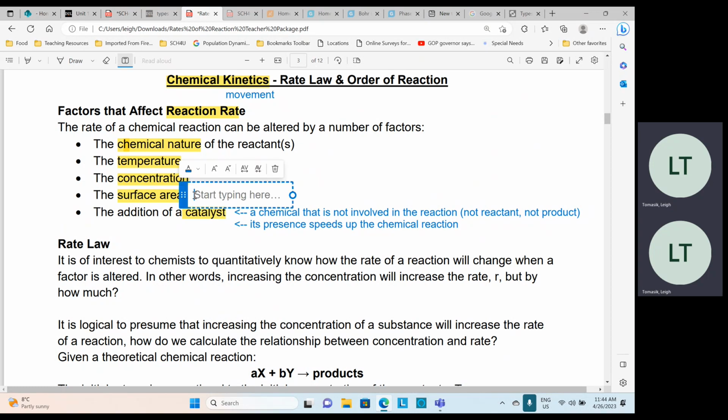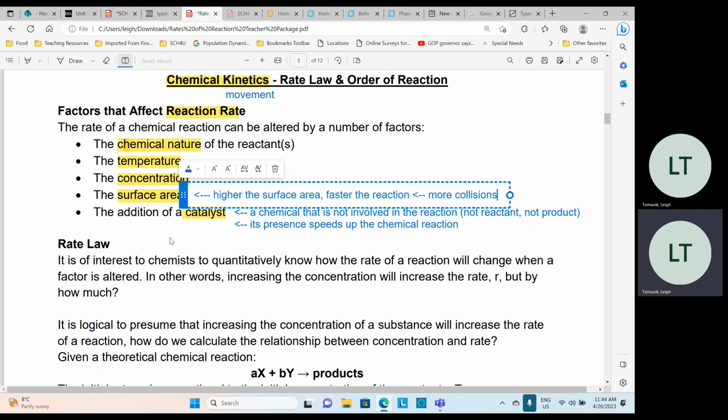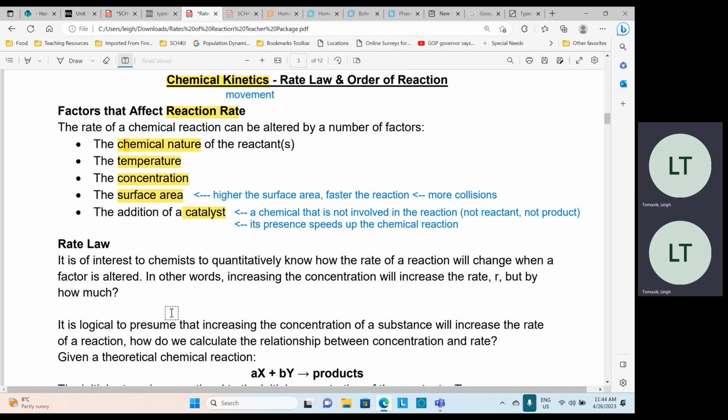Number two, the surface area. So the higher the surface area, the faster the reaction. And this is all about collisions. So I want you to think about this.